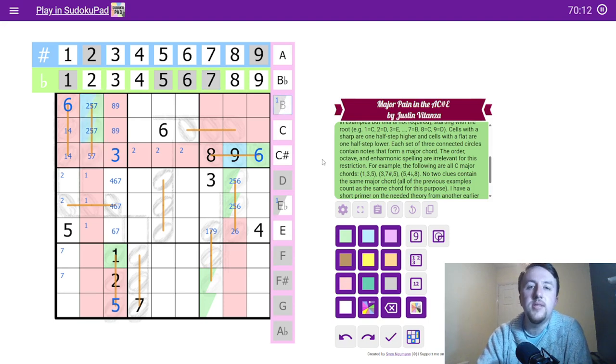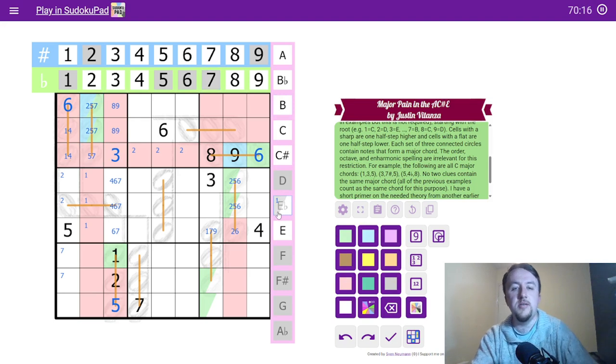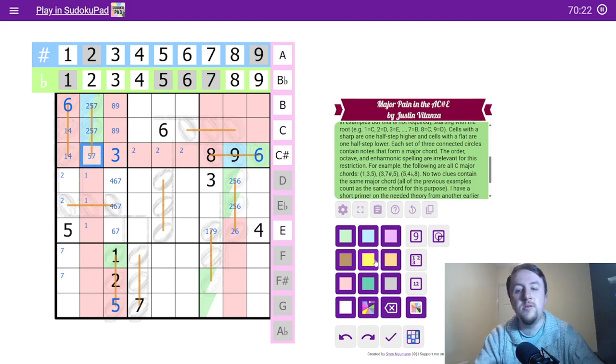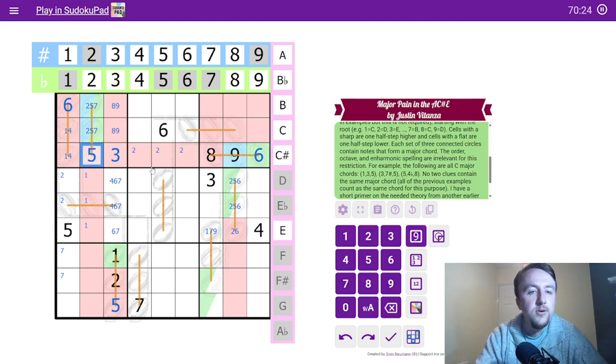No, this is specifically not B major. I can get rid of these corner pencil marks as well. This is E flat major, and the natural note is the 5. Okay, right. There we go. So we also have a 7 along here for what that's worth.